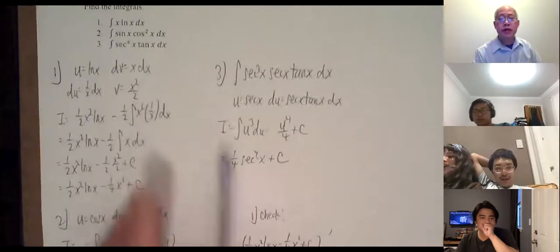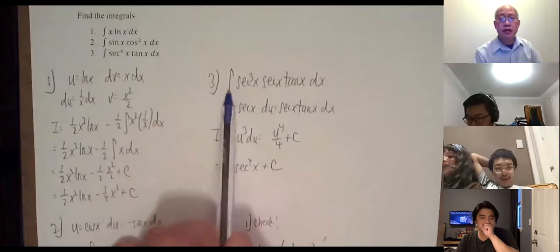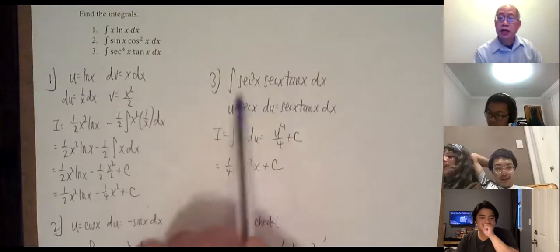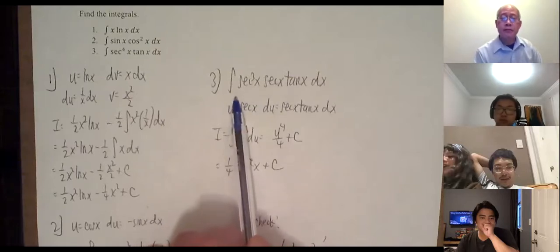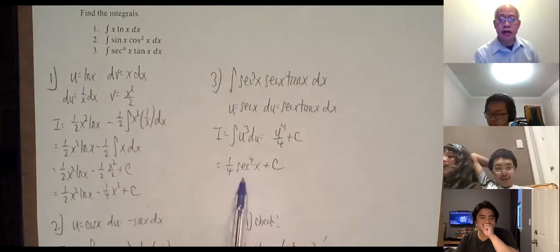And finally, number 3, there's actually more than one approach. To me, the easiest approach is to break it down into secant cubed times secant x tangent x dx. Now, some of you did a different approach. You got an answer which seems to be different. It's actually equivalent.